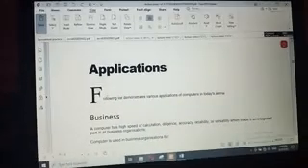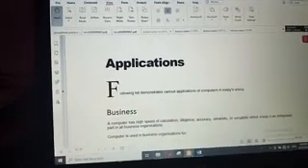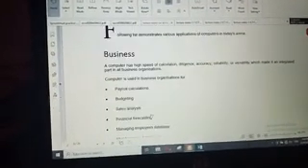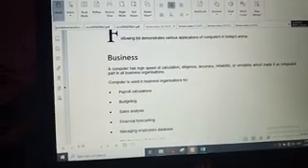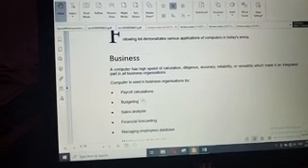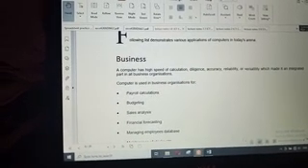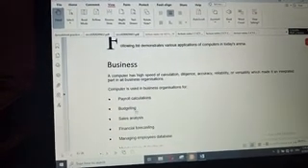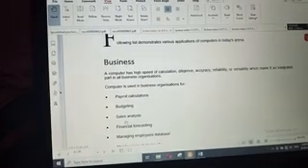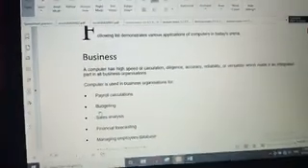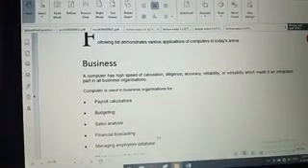So the first application of the computer is in business. Computer is widely used in business, especially to carry out things like payroll calculations. You perform payroll calculations using the computer. You do budgeting using calculation. Sales analysis is done using the computer. In business, financial forecasting is done using the computer.